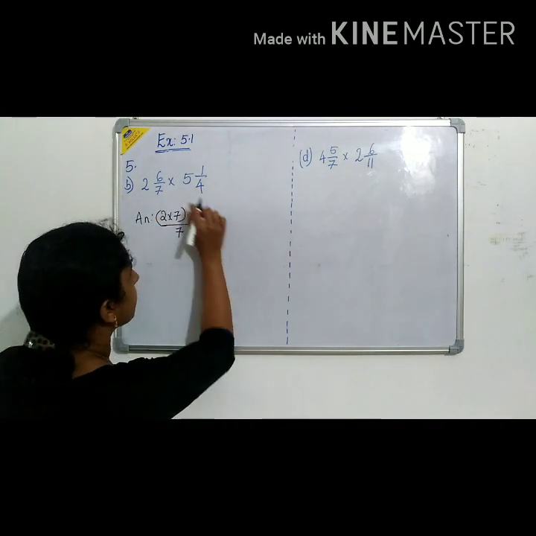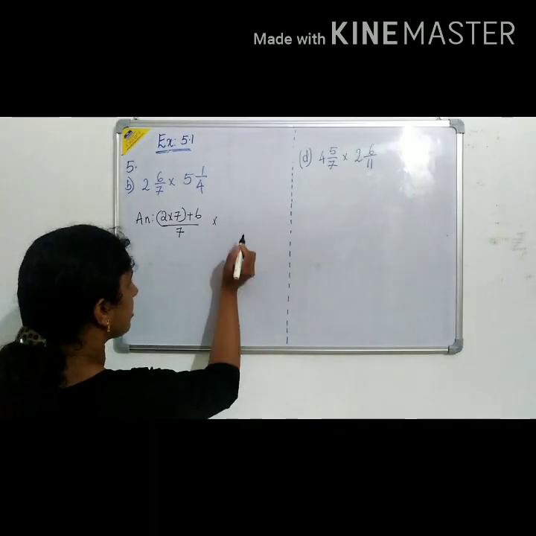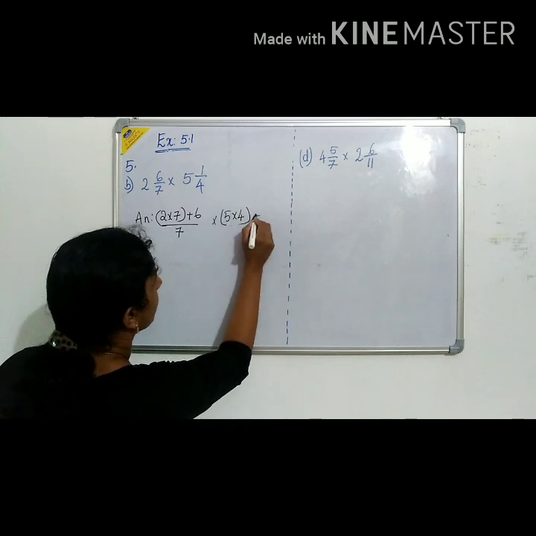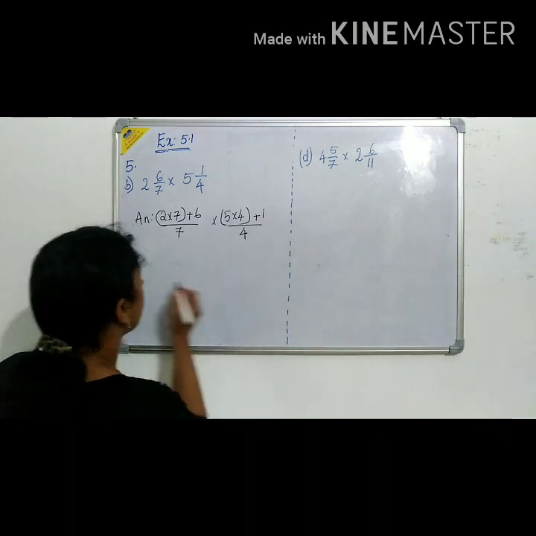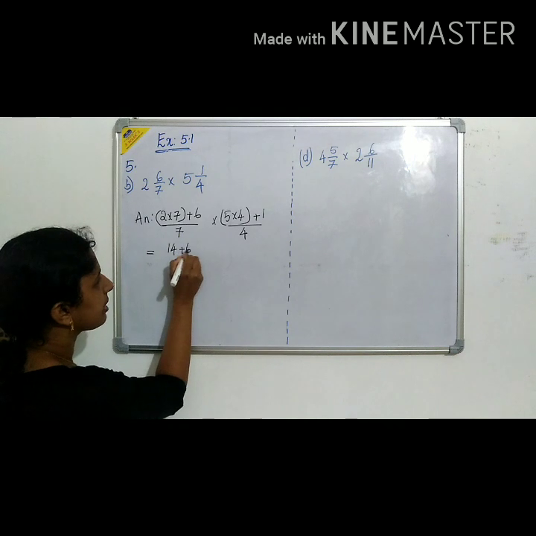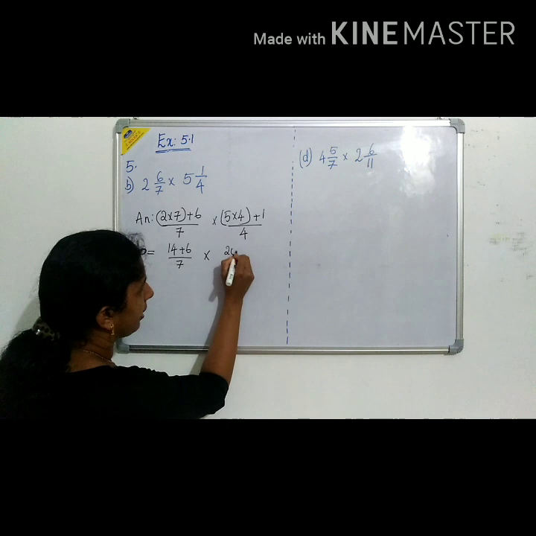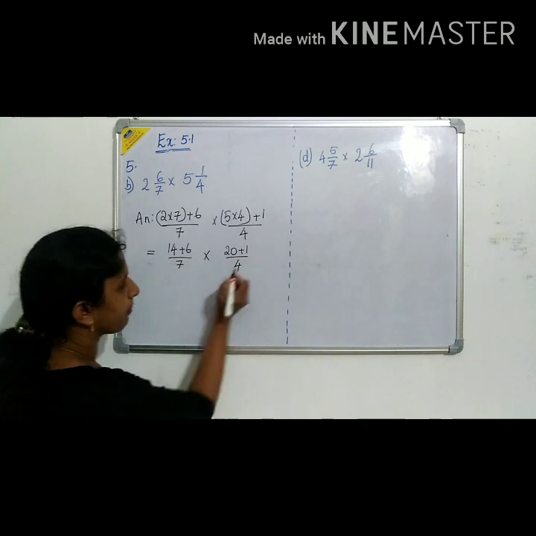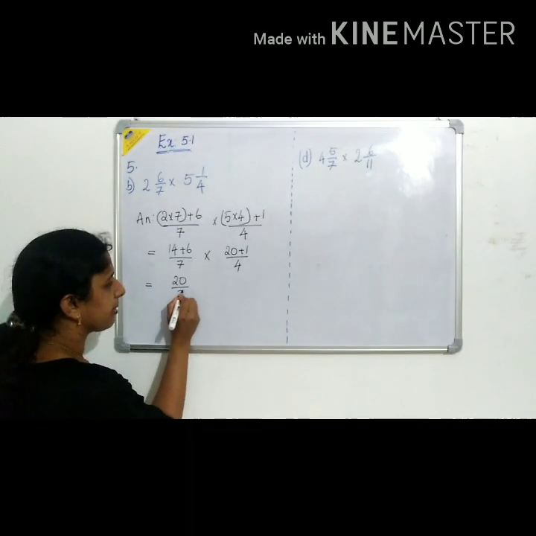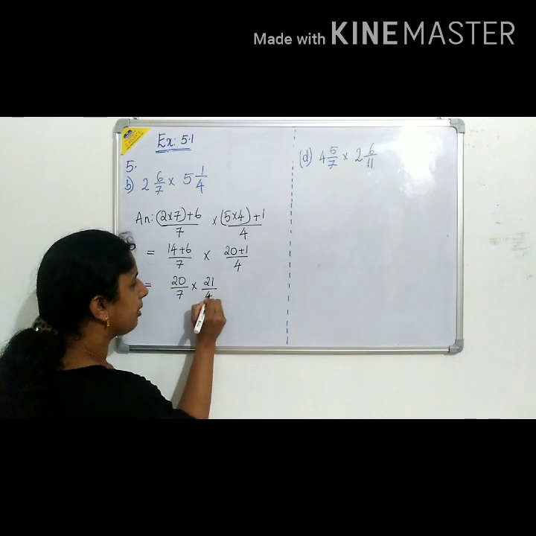Here, instead of 5 1/4, we are converting 5 1/4 into an improper fraction like this: 5 into 4 plus 1 by 4. Now this is equal to 2 7s are 14 plus 6 by 7 into 5 4s are 20 plus 1 by 4. And this is equal to 14 plus 6 becomes 20 by 7 into 20 plus 1, 21 by 4.